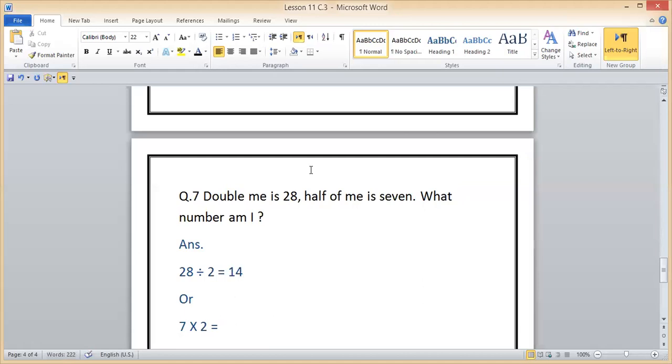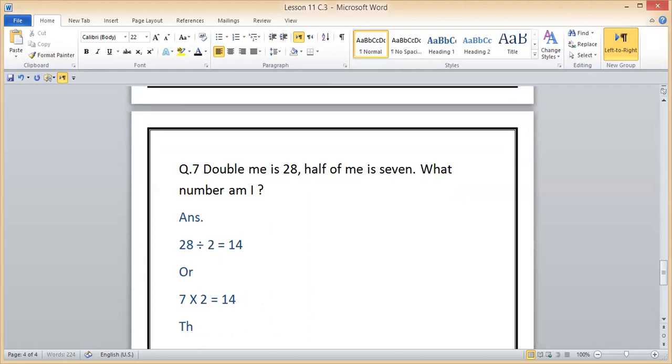Now check with the doubles also. 7 multiplied by 2. Check the table of 2 up to 7. 2 ones are 2, 2 twos are 4, 2 threes are 6, 2 fours are 8, 2 fives are 10, 2 sixes are 12, and 2 sevens are 14. So the answer is 14. The number is 14. 28 divided by 2 is also 14. 7 multiplied by 2 is also 14. So if you double 14, you will get 28. If you half 14, you will get 7. Clear, guys?